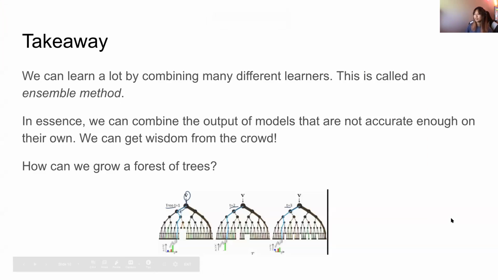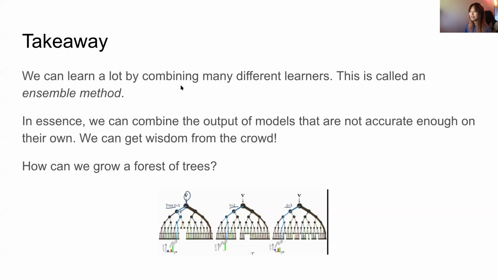Okay, so the takeaway is that we can learn a lot by combining many different learners. The whole idea is that you have a group of weaker learners, like in my earlier example about guessing the height of the Empire State Building. 100 people who are not so good at guessing heights, which we're going to call the weak learners, can get you a more accurate result than your single strong learner, the professional.